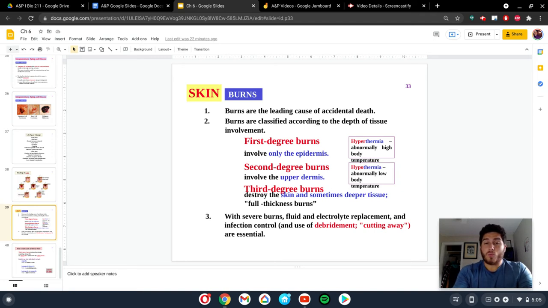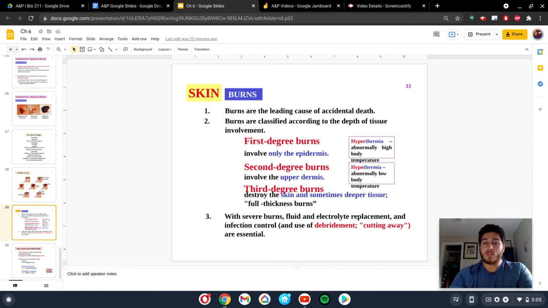Second degree burns will include the upper dermis, so it will go beyond just the epidermis. And then the third degree burn is what is also known as a full thickness burn. This is one that will destroy the skin as well as deeper tissue. So this is going to be both the first and second layers of the skin, the epidermis and the dermal layer, and reach the subcutaneous layer, or hypodermis.